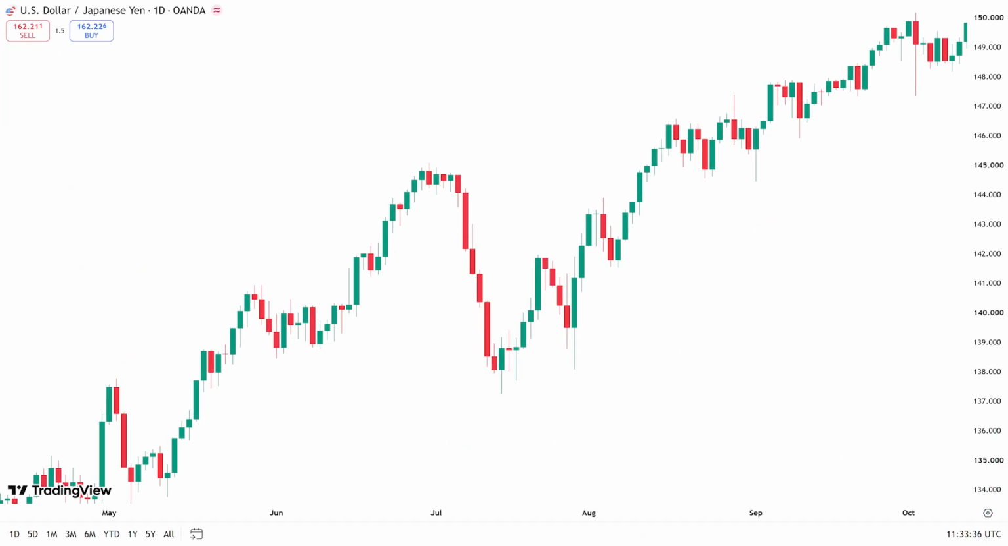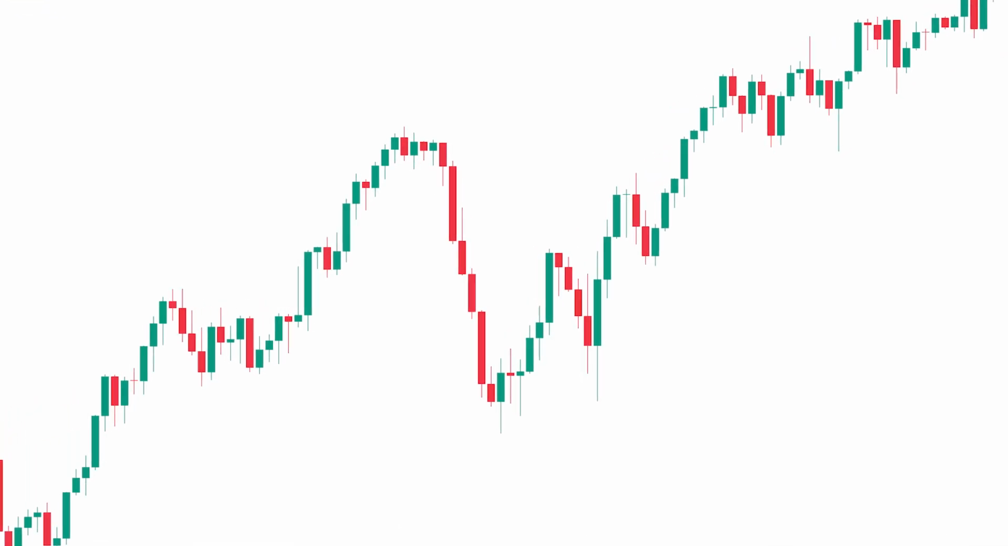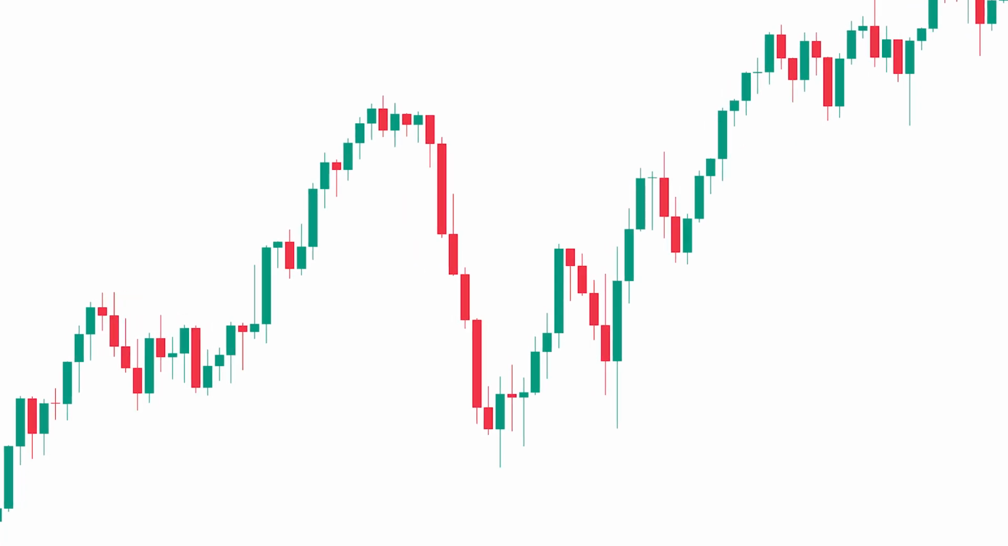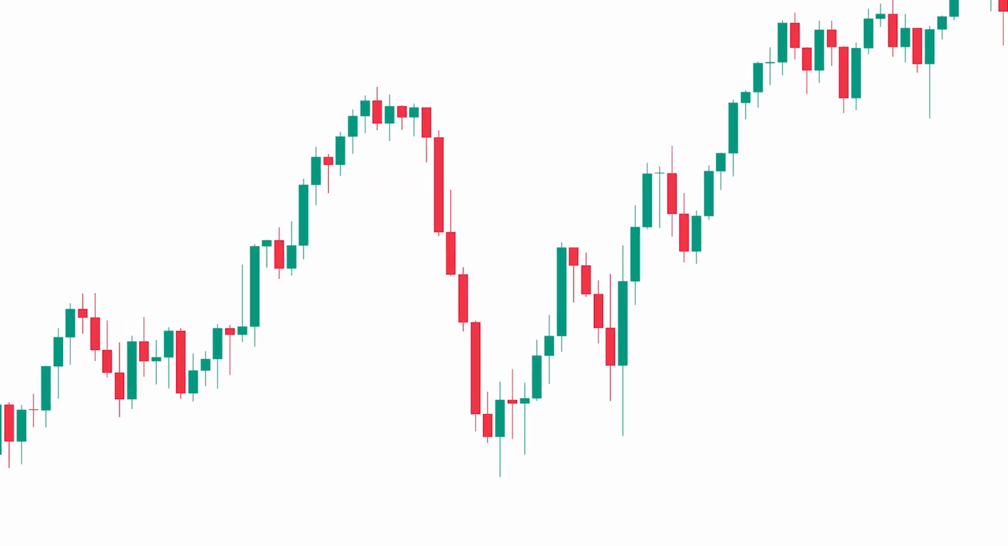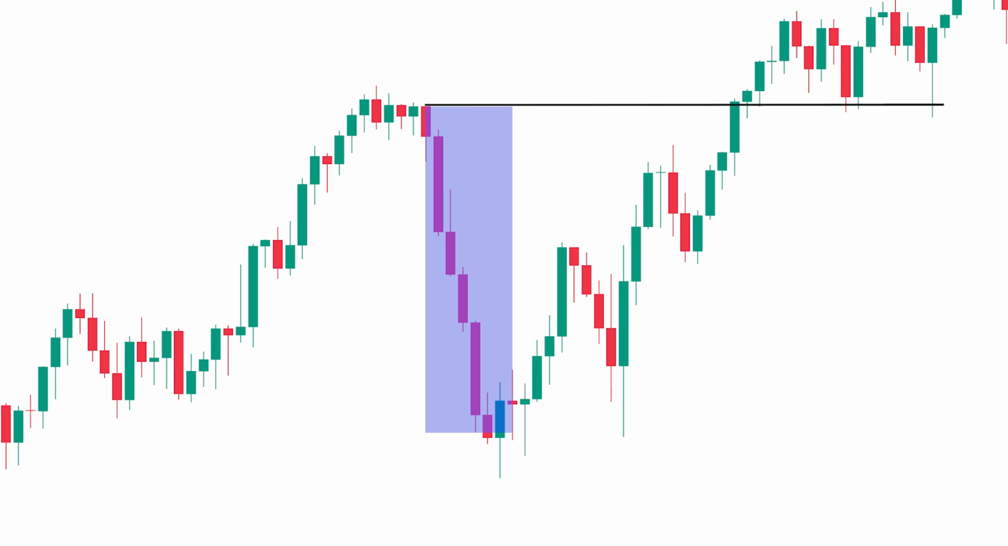Why does a liquidity void form? A liquidity void doesn't appear by accident. It forms because the market becomes temporarily unbalanced. At any moment, the market is constantly matching buy orders with sell orders. When that balance exists, price moves in a relatively controlled way. But sometimes, one side becomes much stronger than the other.